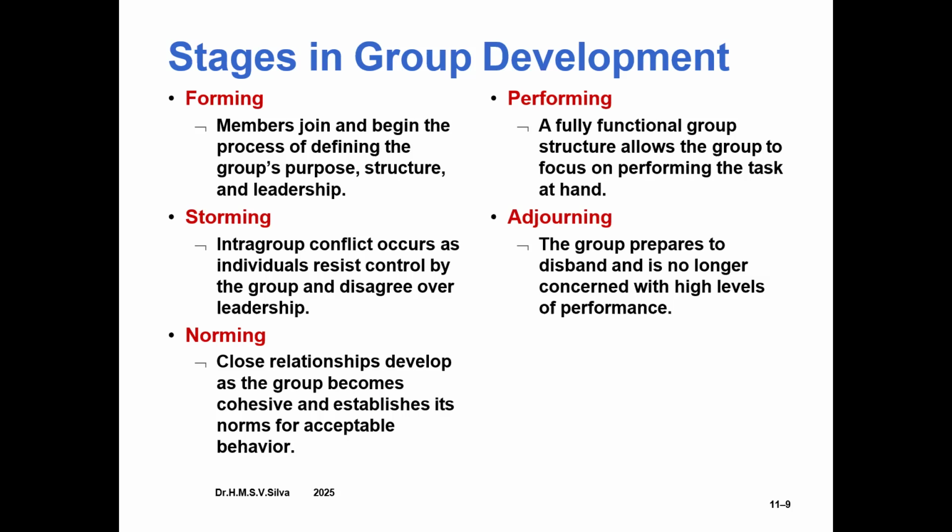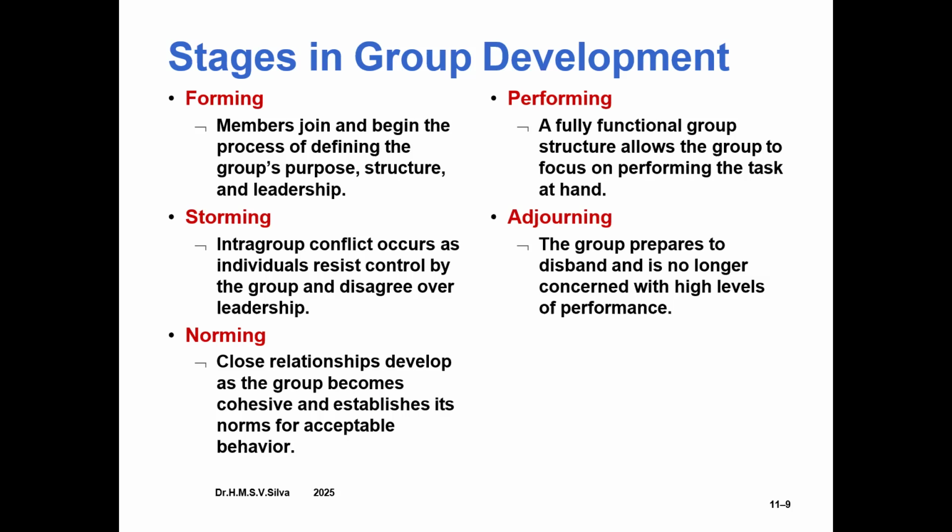At the performing stage, we try to complete the task. Adjourning means the group prepares to disband and is no longer concerned with a high level of performance. Adjourning means disband. But anyhow, if we know these 5 stages are very essential for group development, what will happen eventually, my dear students? You will not be surprised when conflicts arise. Definitely after conflict occurs, we have to come to a norm. We have to come to an agreement, specifying norms, rules, and regulations.